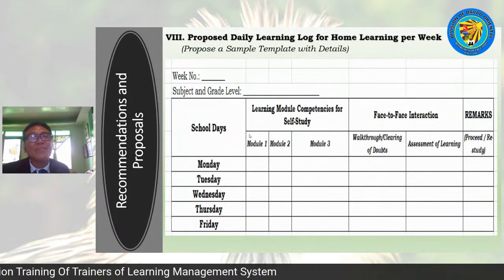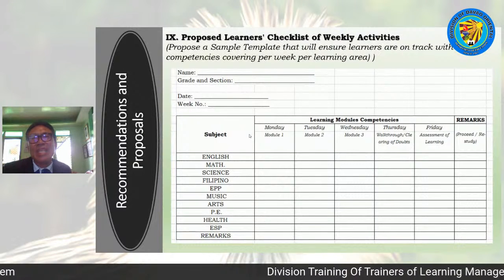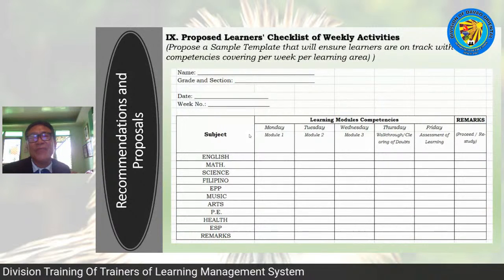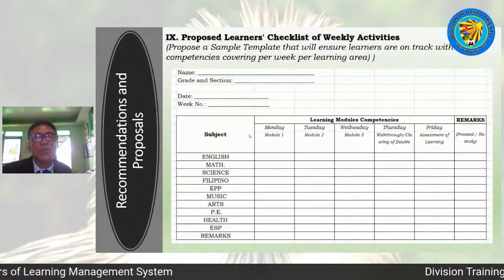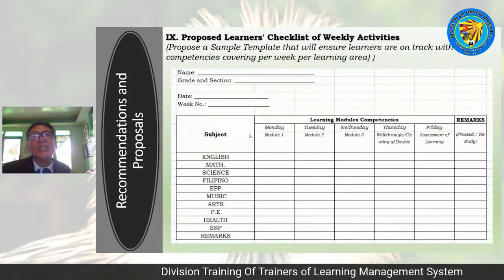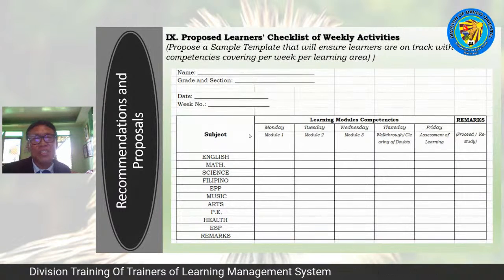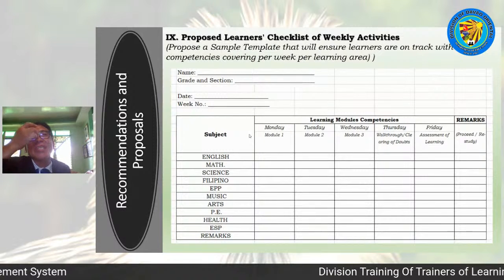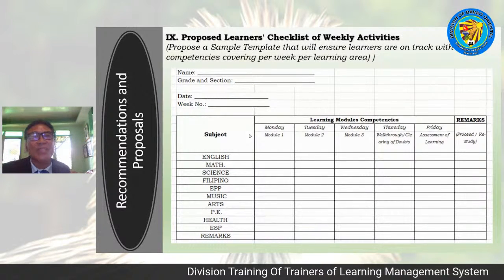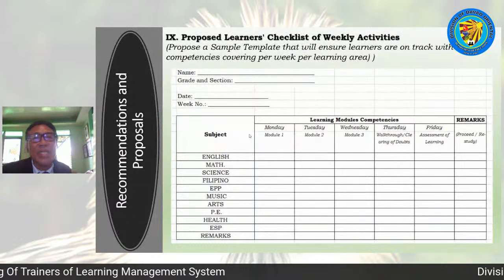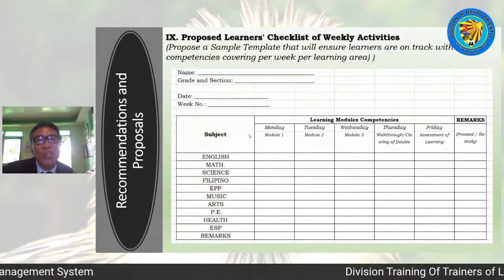Okay, this is now the unified template we're going to use so that it is very easy for the PSDSs, the school heads, and the EPs to monitor the weekly activities of the teachers in their respective assignment area. So we have here the proposed learners checklist of weekly activities. Then we have the name, the grade and section, the date, the week number. So we have also there the subject.